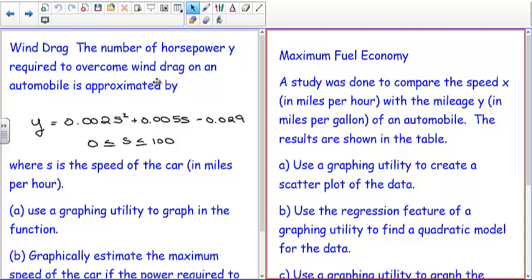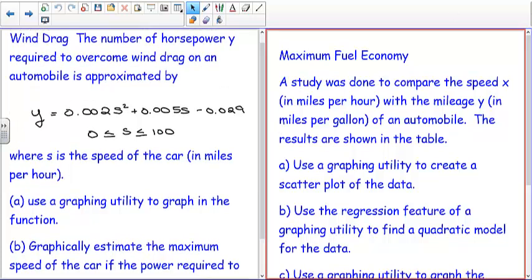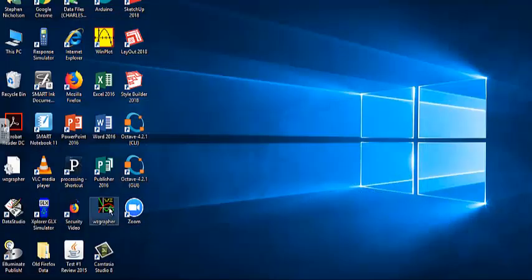It says use a graphing utility to graph the function and graphically estimate the maximum speed of the car if the power required to overcome wind drag is not to exceed 10 horsepower. Verify your answer analytically. Okay, so let's get our graphing program here.